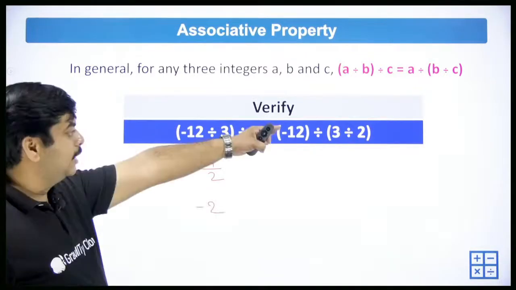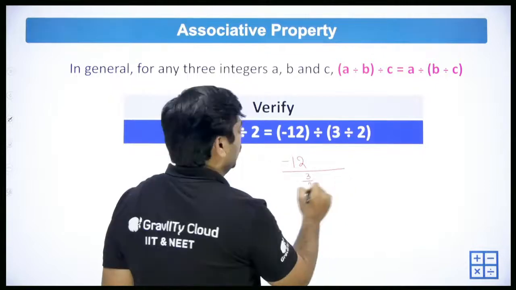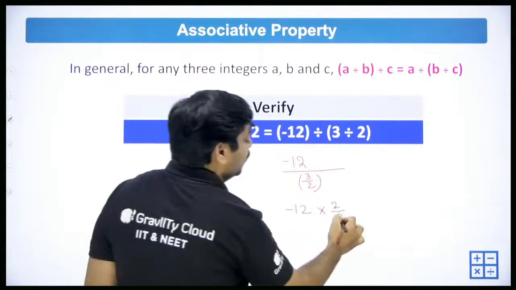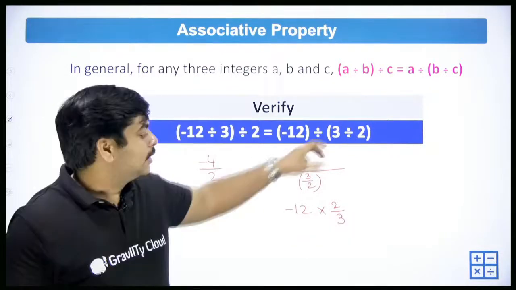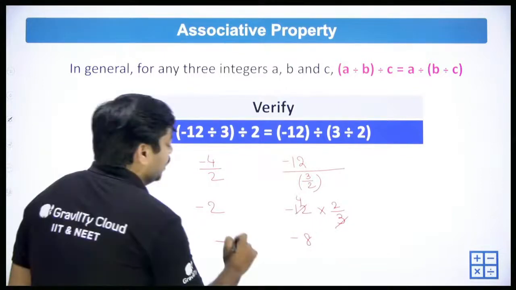Let us check that here. Minus 12 divided by 3 by 2. So what can we conclude? This is equal to minus 12 into 3 by 2 becomes reciprocal. I told you many times, if we have a fraction in the denominator, we need to reciprocate. 2 will come to the numerator, 3 will go to the denominator. So 3 ones are 3, 3 sixes, 3 fours. So this is minus 8. Minus 2 and minus 8, we can see clearly that these two are not equal.